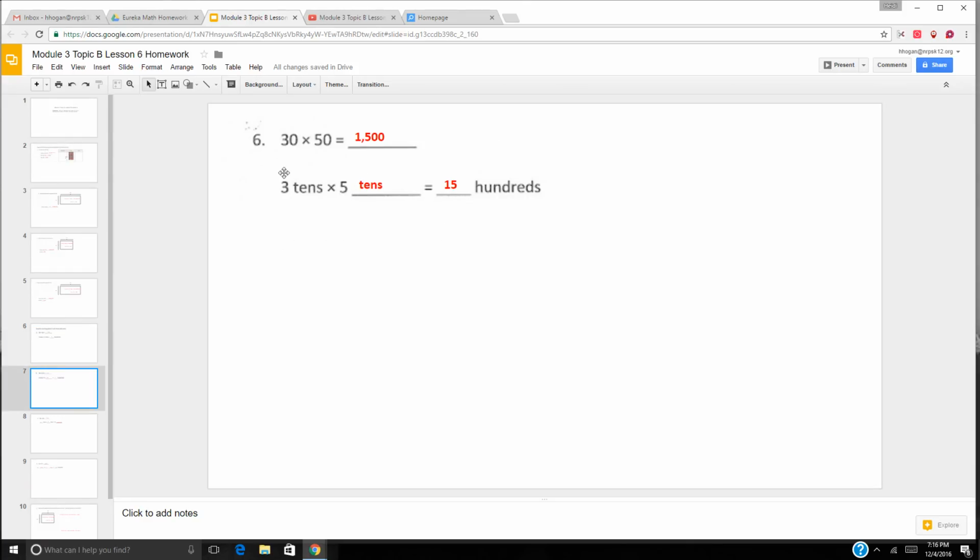30 times 50. 3 tens times 5 tens. 3 times 5 is 15. 10 times 10 is 100. So 1,500. 60 times 20. 6 tens times 2 tens. 6 times 2 is 12. 10 times 10 is 100. So 12 hundreds or 1,200.